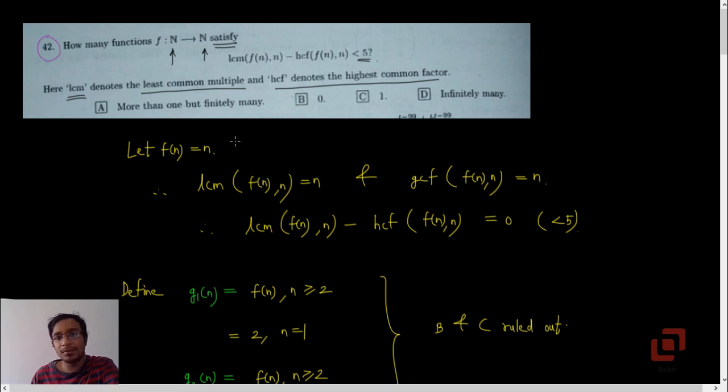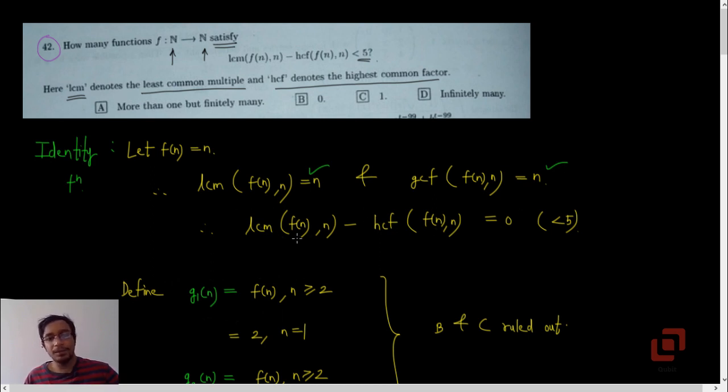I have used the method of elimination of the options here. Let's first consider the identity function. That is, let us assume that f of n is equal to n. So every time you input n, it will return you n. And we know that LCM of two numbers which are equal is equal to the number, and so is their GCF, or the GCD as it is sometimes called, or HCF.